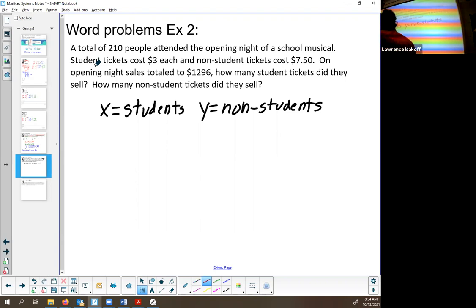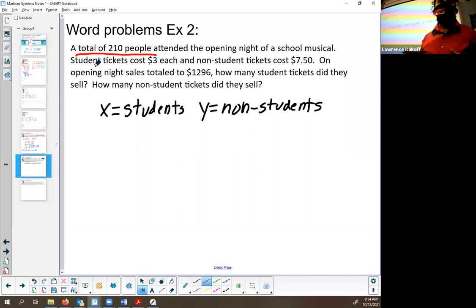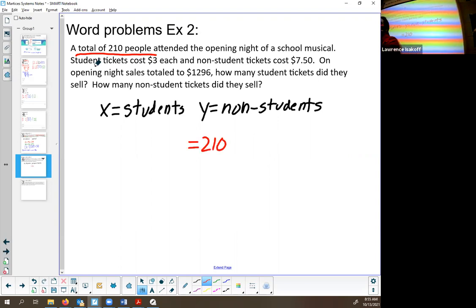So let's see, in total, there were 210 people. Any ideas how to write that as an equation? In total, we had 210 people. Any thoughts on that? Okay, so we're going to say equal to 210. I like that. What's another way of saying that the total was 210? The 210 is between what two groups?